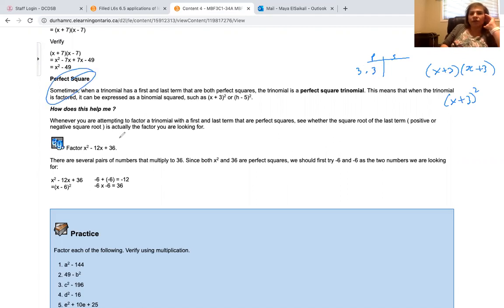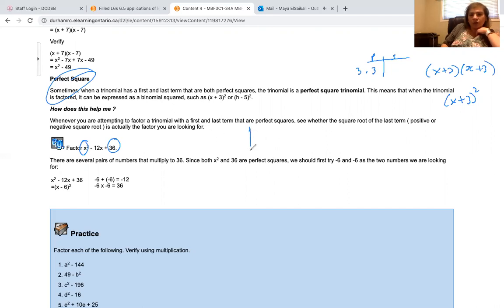Okay, so how do I recognize this? I'm looking at x squared minus 12x plus 36. If you look at your first term, it's a squared term. If you look at your last term, it's a squared term, right? So remember your squared terms: 1, 4, 9, 16, 25, 36. 36 is a squared term. And then you look at your middle term. Your middle term is going to be twice as much as your last term's root. Okay, since both x squared and 36 are perfect squares, we should first try -6 and -6 as the two numbers we are looking for.